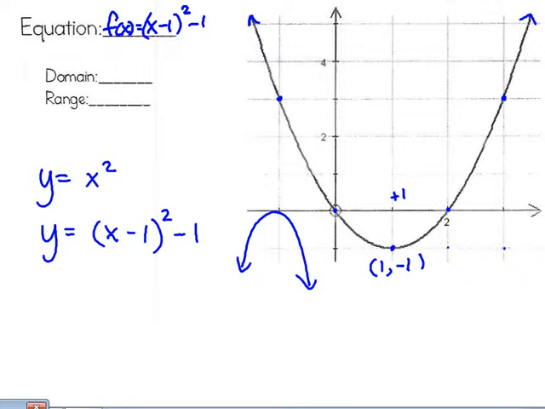All right, so you should have already discussed with your groups. Let's check and make sure. What do you guys think? Okay. The domain is all real numbers, and the range would be only y's that are greater than or equal to negative 1. All right, so that would be writing the equation and talking about the domain and range.